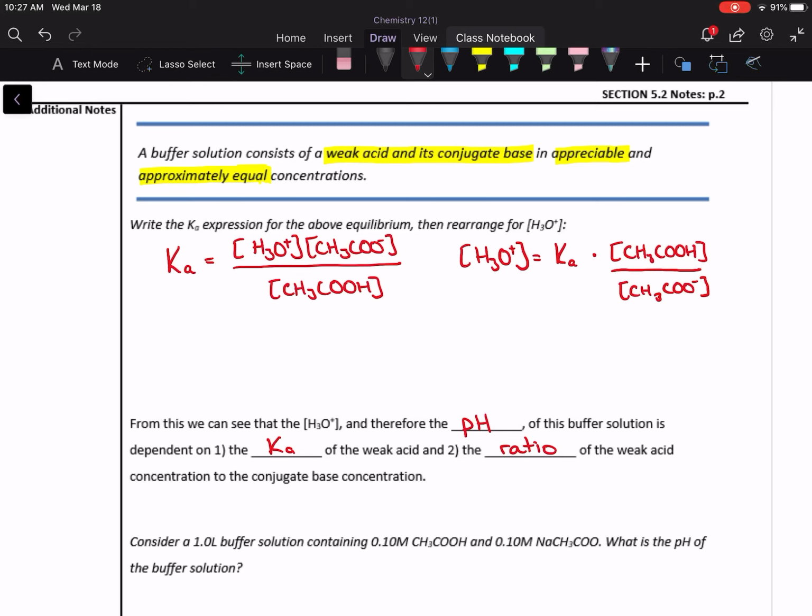In the next video, we're going to do some calculations to see how adding acid or base to this equilibrium system will affect its pH.